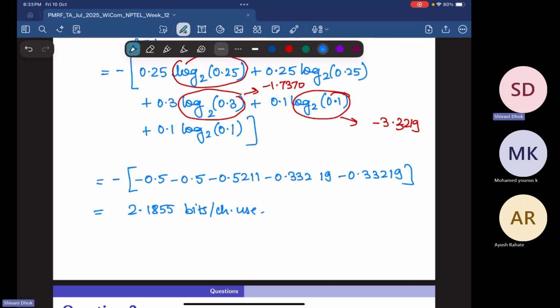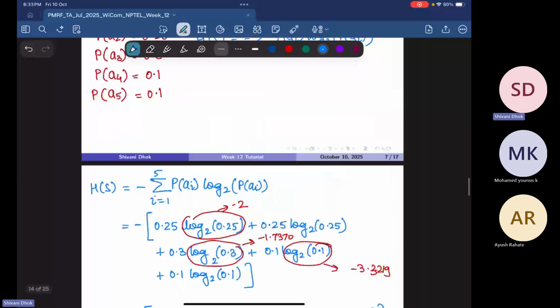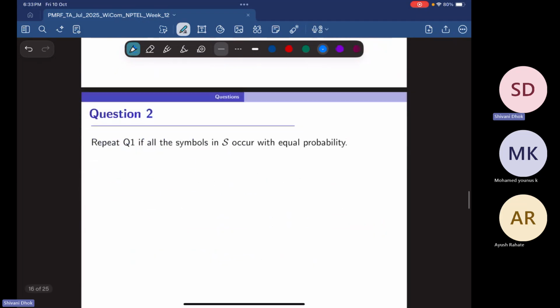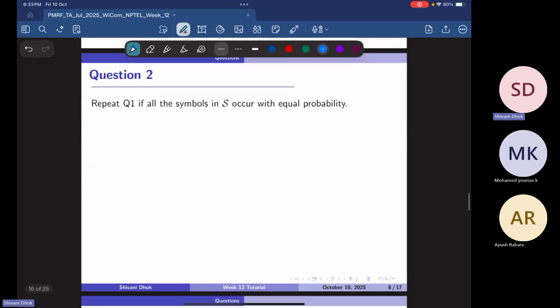Is this clear? This is a simple application of the entropy formula. Any questions till this point? Okay. If not, then let me move on to the next question.